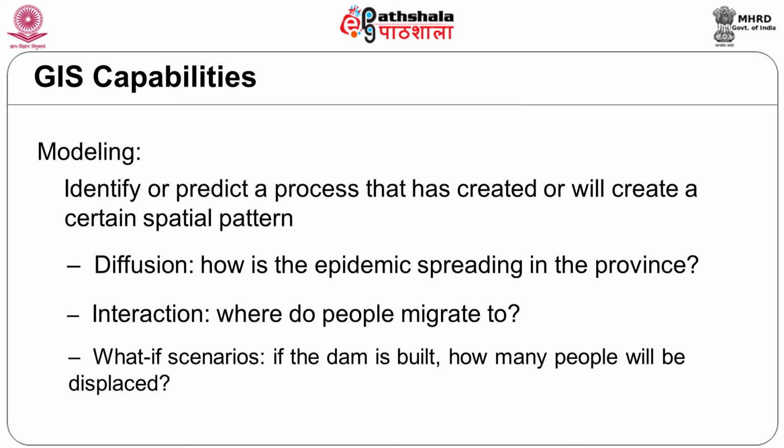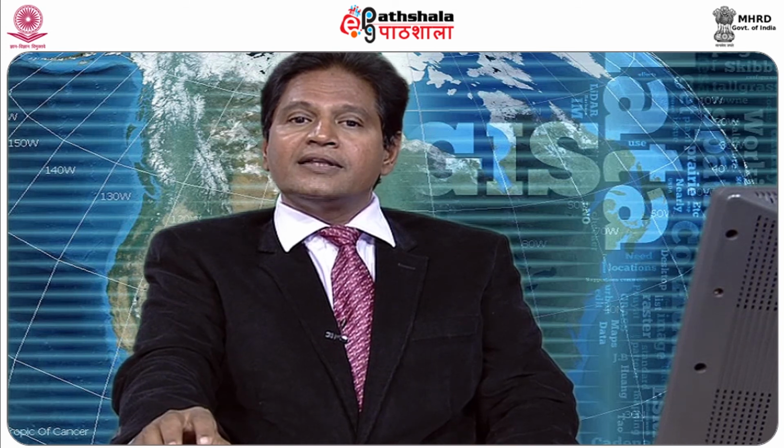Let me see how modeling can also be useful. Initially we just saw the analysis part; let me talk about the modeling part of it. Modeling is to identify or predict a process that has created or will create a certain spatial pattern. For example, diffusion. When I am trying to model the data, I want to know how far an epidemic has spread in the area. I was talking about vector-borne diseases like dengue, malaria and other things.